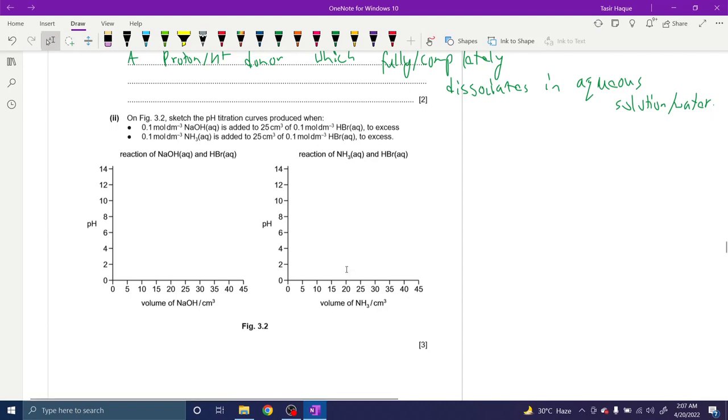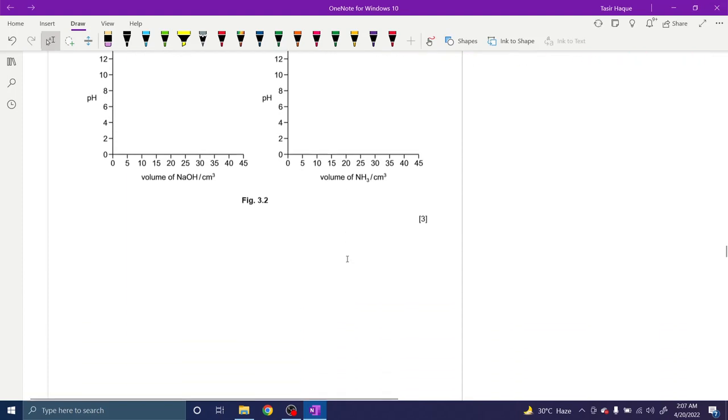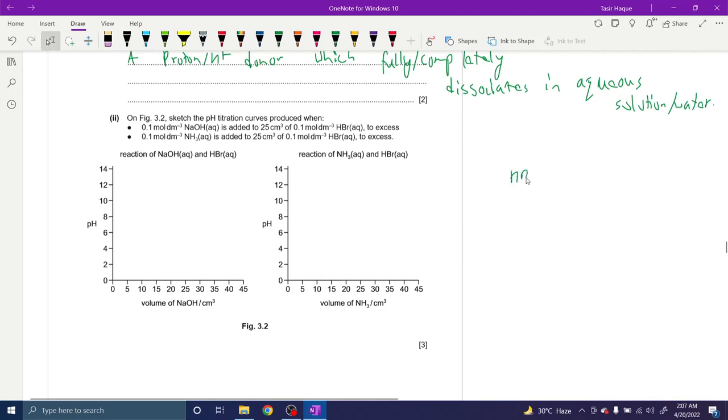So don't misinterpret it. NaOH is being added to the acid. So the initial pH is going to be acidic. And we are adding an alkali to the acid, right? So pH is going to increase over time. So think about it: HBr and NaOH, and HBr and NH3. All 3 of these are monobasic acids and monoacidic bases. So they will react in a 1:1 molar ratio, right?